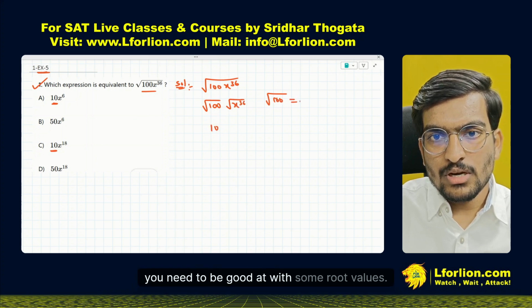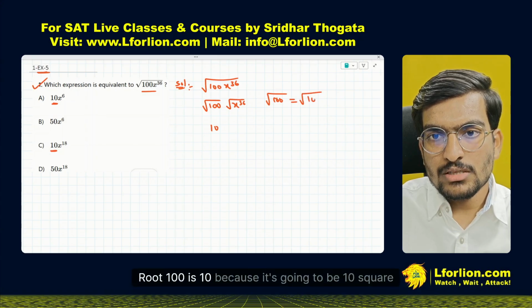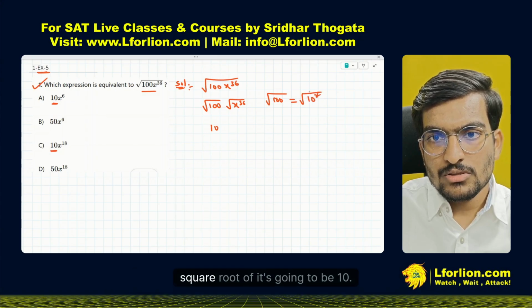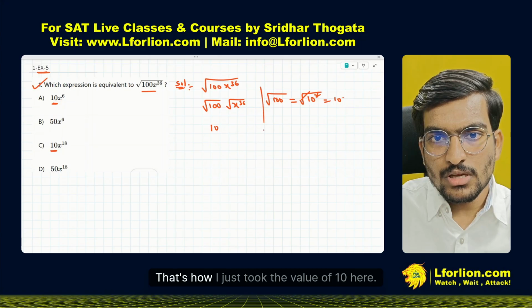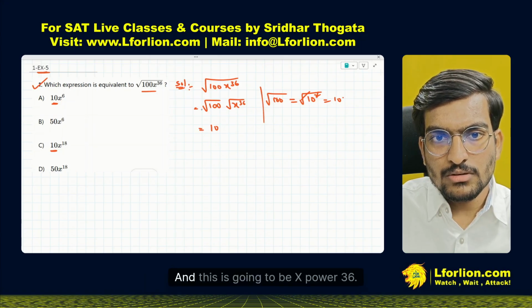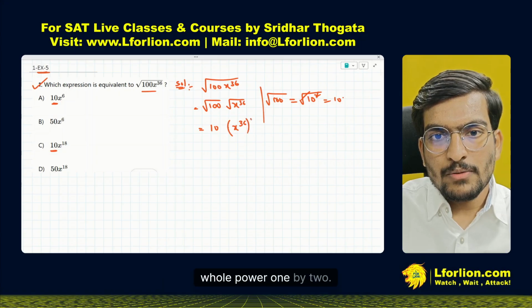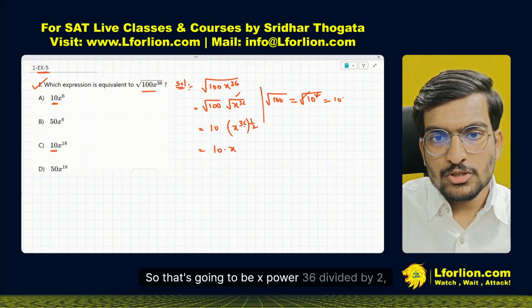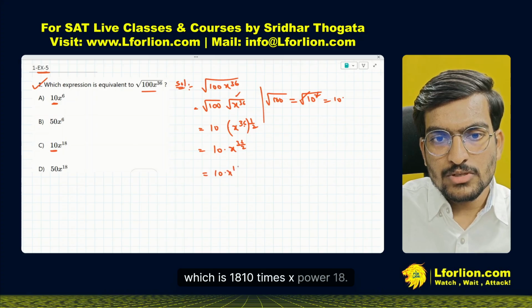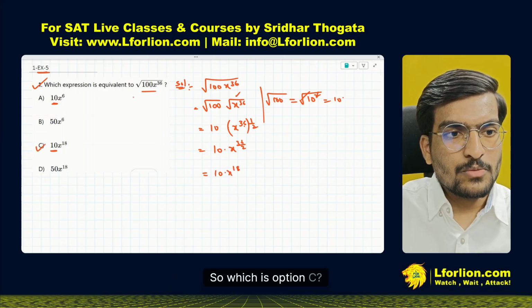You need to be good with some root values. Root 100 is 10 because it's 10 squared, and the square root of it is 10. That's how I took the value of 10 here. And this is going to be x power 36, whole power 1 by 2. I turned this root into the exponent 1 by 2. So that's x power 36 divided by 2, which is 18. 10 times x power 18, which is option C.